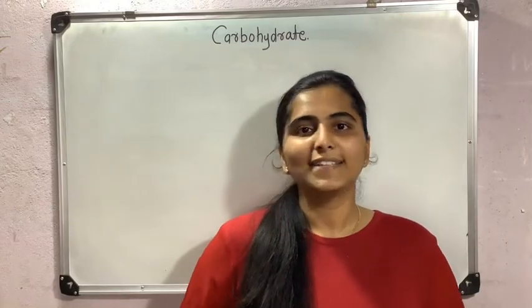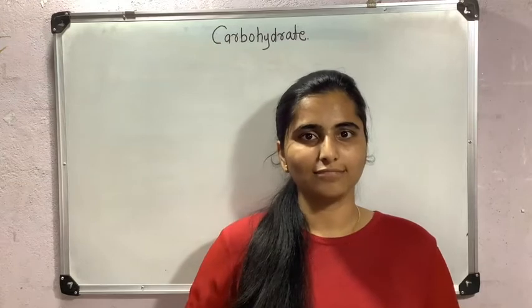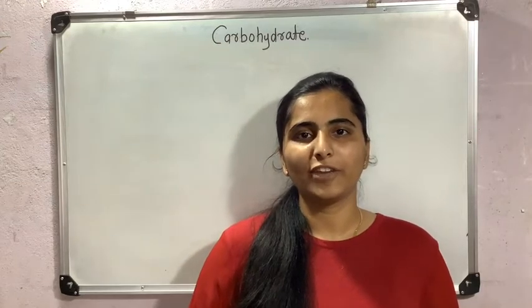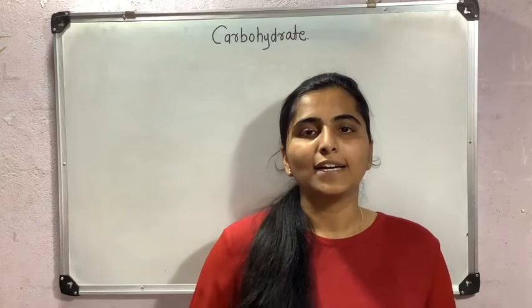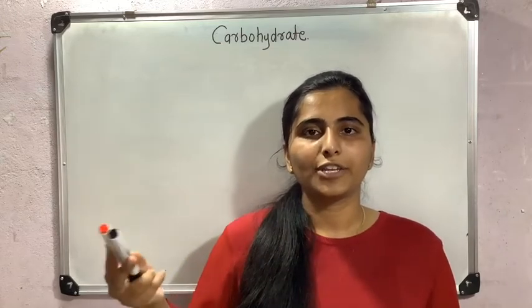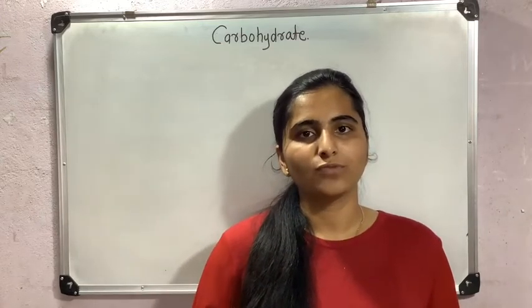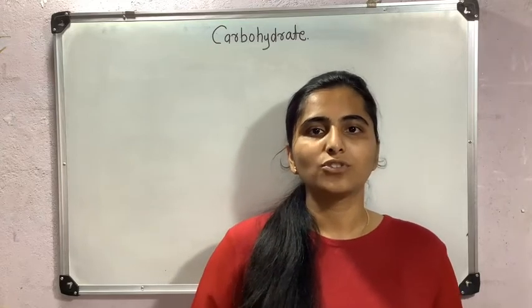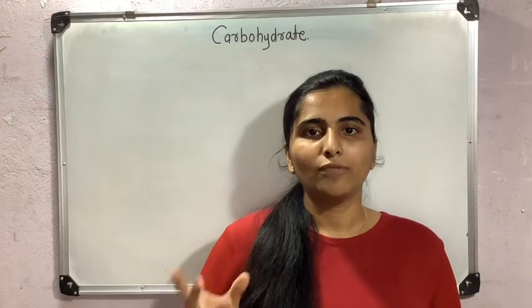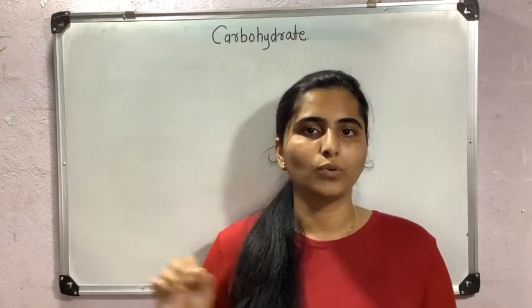Welcome back. In the last video, we discussed two types of tests used for the identification of carbohydrate, namely the Molisch test and the Benedict test. The Molisch test is used for the identification of carbohydrate, and the Benedict test is used for the identification of reducing sugar. A reducing sugar is a sugar that contains an aldehyde or alpha hydroxyketone methyl group.